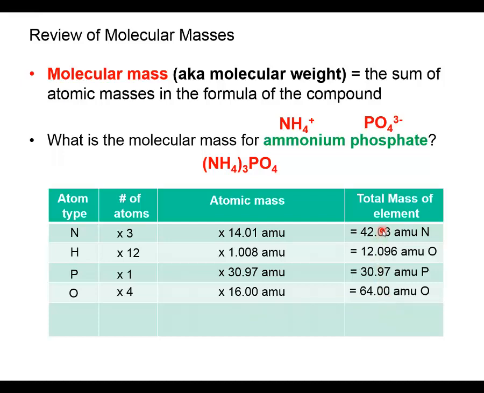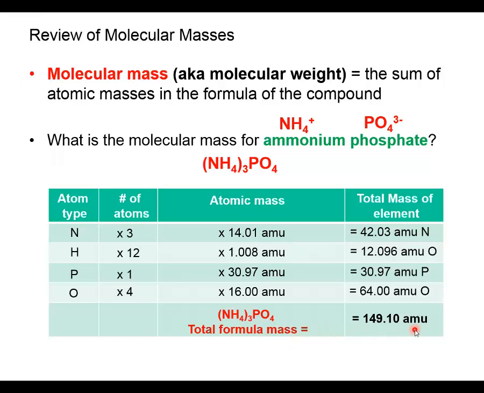Now I can add up all of my masses. If I add up all my masses, I get the overall mass. So the total formula mass is the contribution of the masses from all of the atoms present and the numbers of those atoms present. So my total formula mass, or my molecular mass, if this was a molecular compound, would be 149.10 atomic mass units.